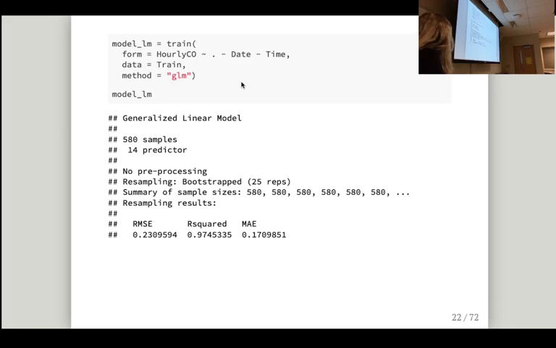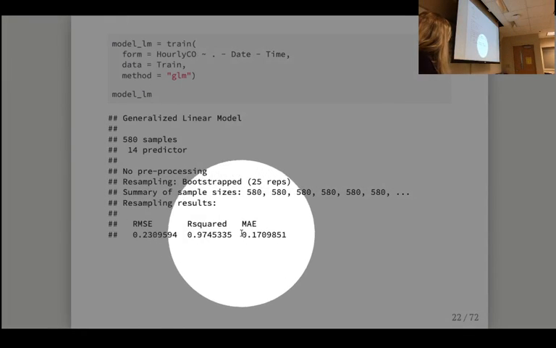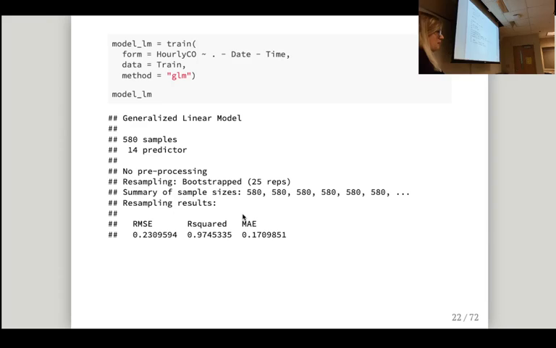We have 14 input variables, 580 samples in the training data. Root MSE is about 0.23. Mean absolute error is about 0.7. Remember, these are unit dependent, so alone, mean square error and mean absolute error can't really tell us much. We'll need to compare them to something else.